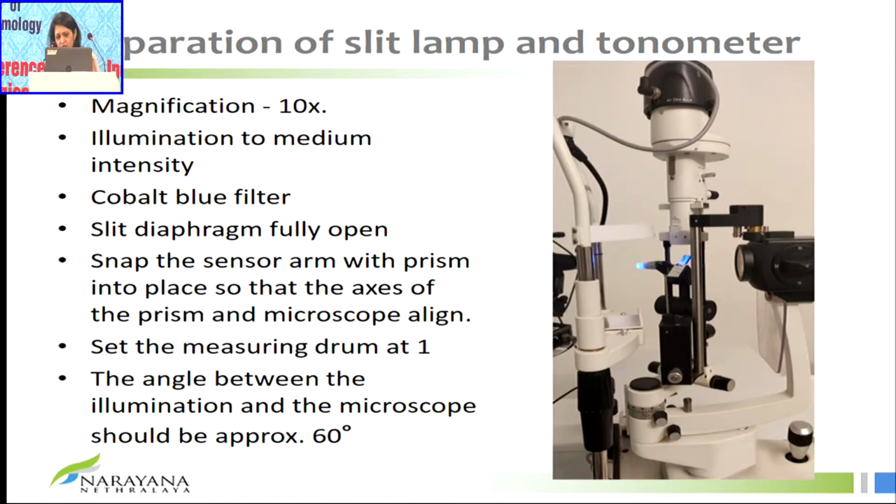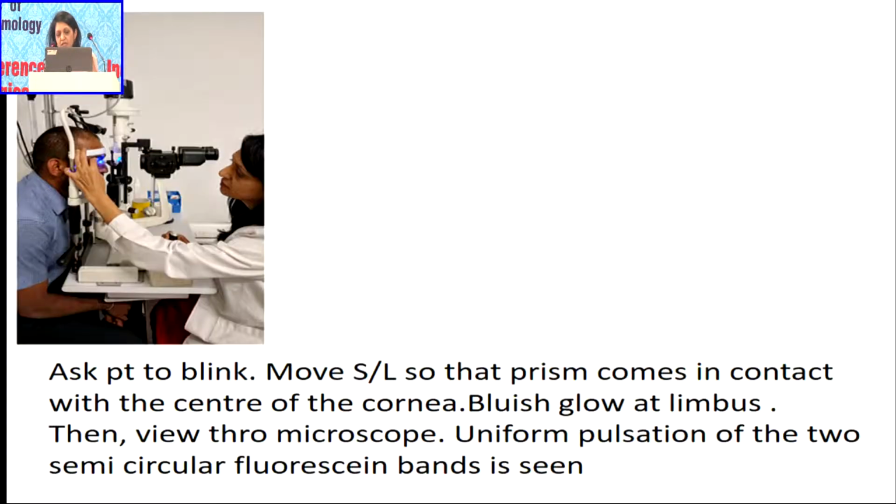The width as well as the height are at the maximum. The sensor arm is snapped into place so that the axis of the prism and your microscope are aligned. The measuring drum is set at 1, and the angle between the illumination and the microscope is around 60 degrees.